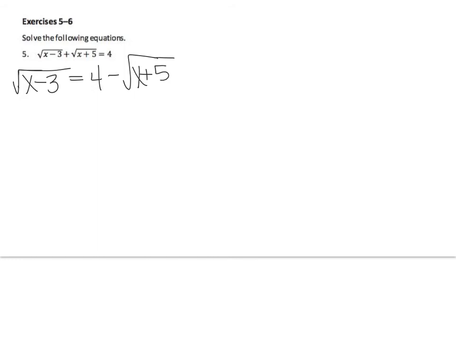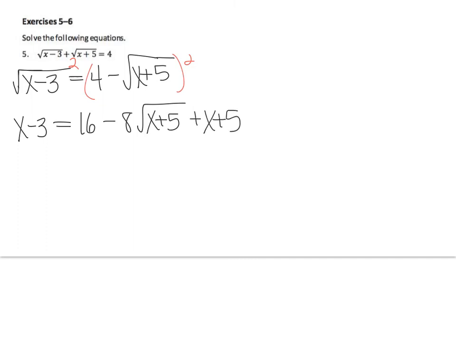Now let's go ahead and square both sides. So on the left I have x minus 3, and on the right I have 16 minus 8 square root of x plus 5 plus x plus 5. Let's go ahead and collect like terms. x minus 3 equals 21 plus x minus 8 times the square root of x plus 5.